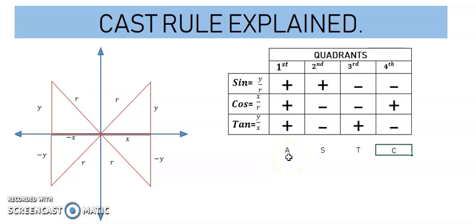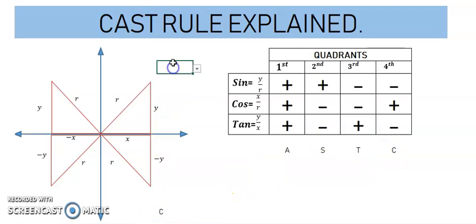So hence the acronym ASTC, and usually what we say is all stations to Cape Town, that you can use as a reminder to memorize the quadrants and also where it's positive and negative. And then, learners, let's look at why it's called the cast rule, because in the fourth quadrant, cos is positive, so we place our C there.